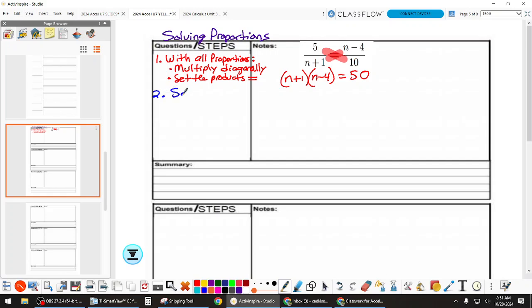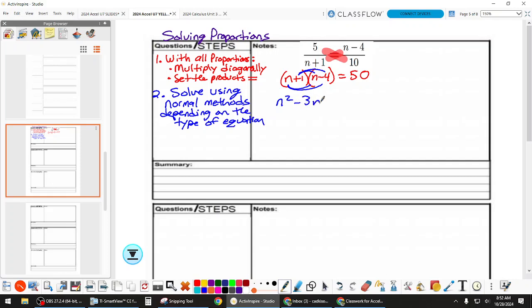Step 2, solve using normal methods, depending on the type of equation. So this one is going to be quadratic. We're going to get n squared. I don't know if I need to do this, but I'll put it there anyway. Okay, so n squared, and then we'll get negative 4n plus n, which is negative 3n.